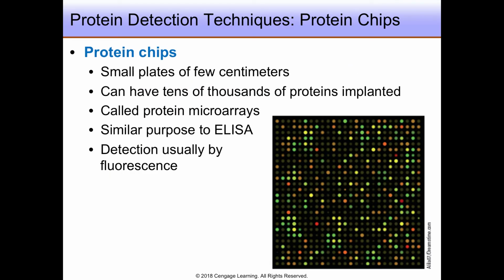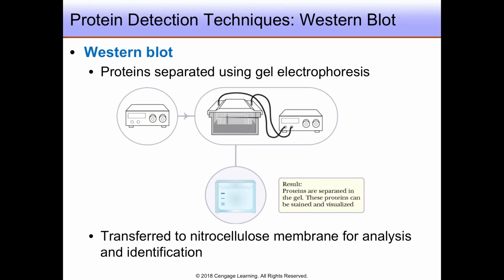An advance over this technique, and yet similar in design, is the use of protein chips. These are small plates of only a few centimeters that could have as many as tens of thousands of implanted proteins. These are microarrays, and they have a similar purpose as the microtiter plate of the ELISA. In this case, detection is typically accomplished through fluorescence.